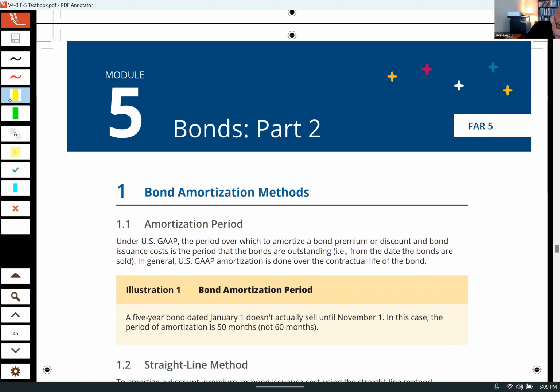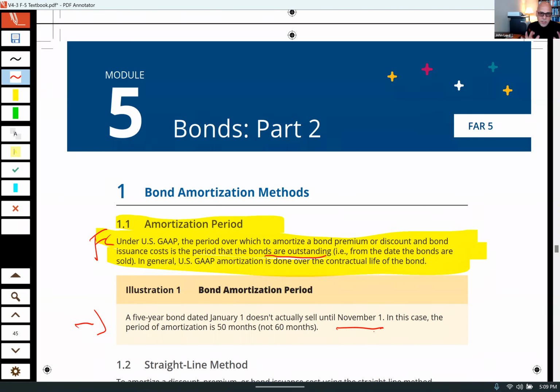Okay. All right, good. So with that, let's just go ahead and start taking a look at the amortization, okay? We amortize the premium or discount over the period the bonds are outstanding, okay? Over the period the bonds are outstanding. So go ahead and flashcard that, but just take a look at this illustration here. We have a 5-year bond, 60 months, but they don't get around to issuing the bond until November 1st. That means those bonds sat on the shelf for 10 months. So the outstanding period is 50 months, not 60 months.